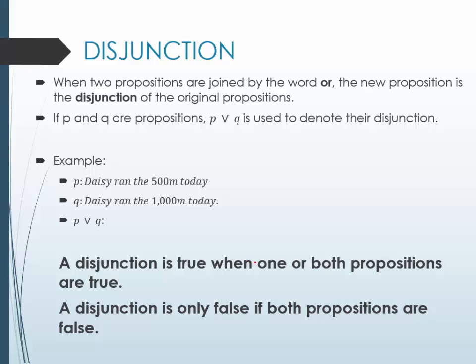A disjunction is true when one or the other or both are true. In this case, Daisy has to run either the 500, has to run the 1,000, or has to run both. Also note that a disjunction is only false when both propositions are false. That means she didn't run at all.